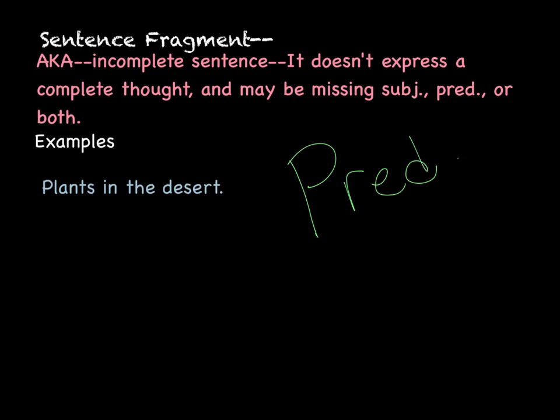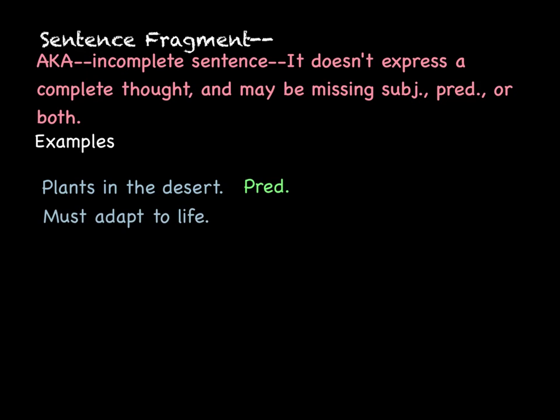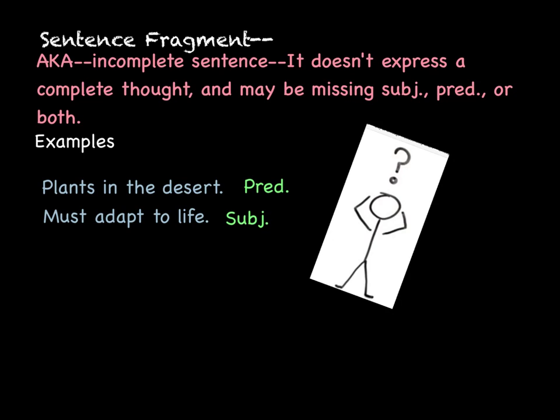What about the plants in the desert? What are they doing? What's the verb? The reader just doesn't know. Must adapt to life. What is missing? It's missing a subject. What must adapt? Animals? People? Once again, the reader doesn't know.